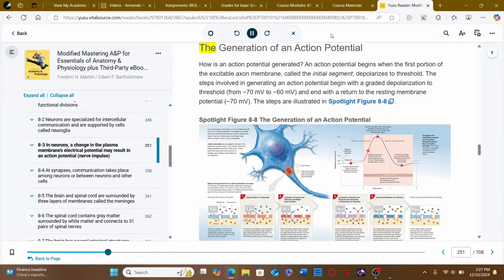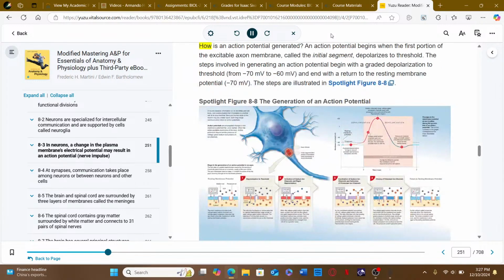205. The generation of an action potential. How is an action potential generated? An action potential begins when the first portion of the excitable axon membrane, called the initial segment, depolarizes to threshold. The steps involved in generating an action potential begin with a graded depolarization to threshold, from -70 mV to -60 mV, and end with a return to the resting membrane potential, -70 mV.